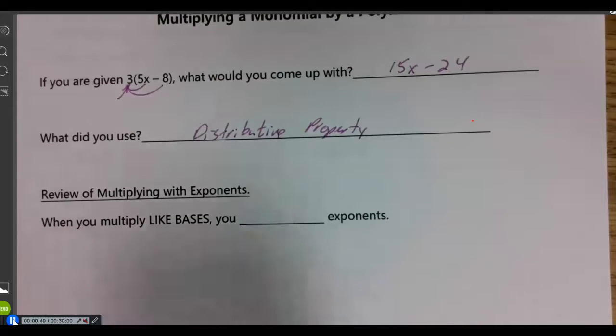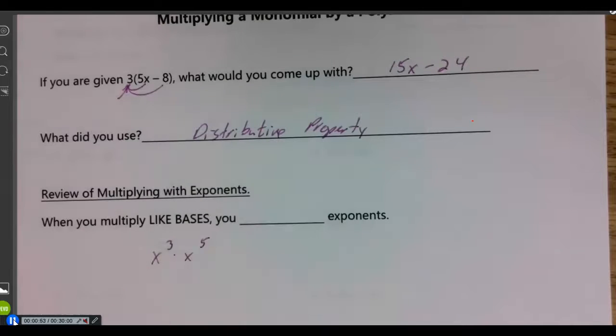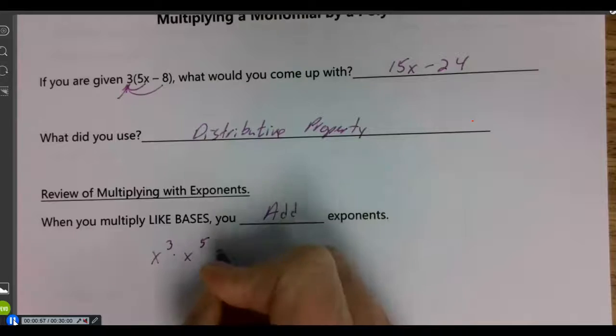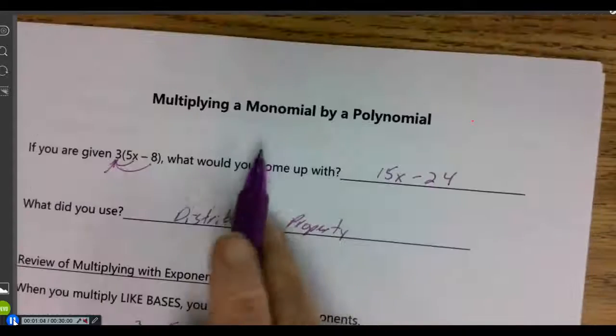Let me give you an example. If I have x to the third times x to the fifth, what do I do with my exponents? I add them. That's right. When I multiply, I add my exponents. So I get x to the 8th. So we're going to take 2 concepts you already know, and we're going to use them to multiply a monomial times a polynomial. Okay, so here we go.